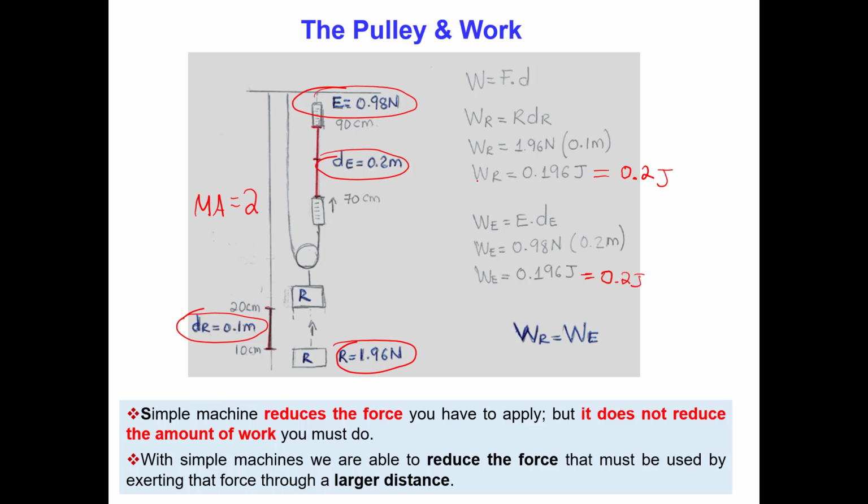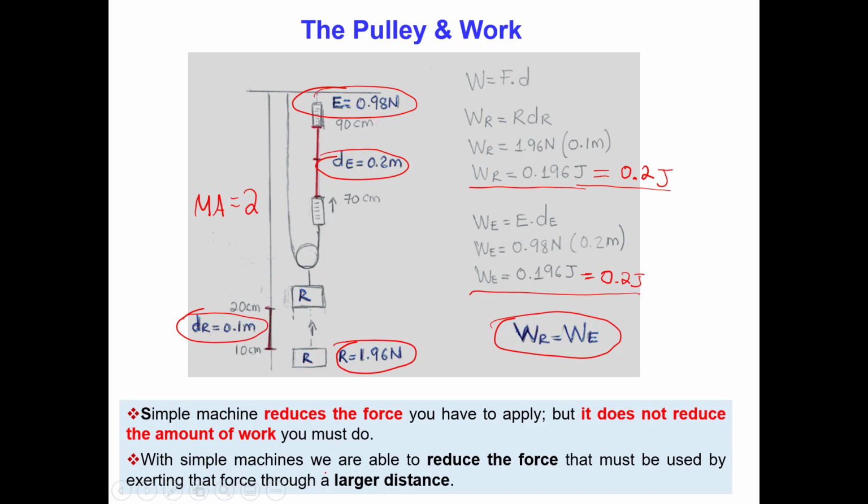And if we compare these two results, we can see the work is the same. This is why simple machines reduce the force you have to apply. Remember, they can also change the direction of the force, but they don't reduce the amount of work you must do. They reduce the effort, but the work you have to do at the end is the same.